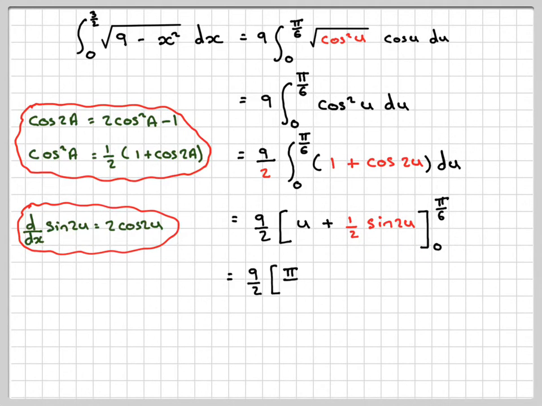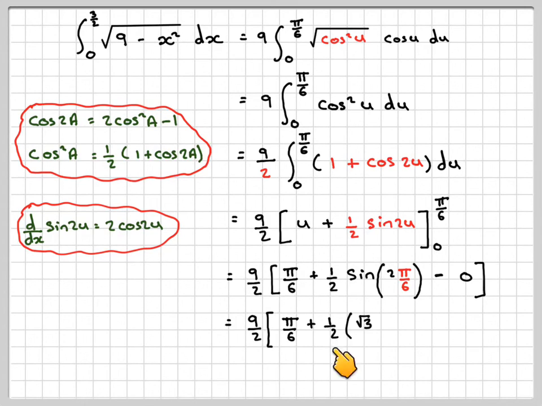So we've got 9 over 2, pi over 6, plus a half of sine of 2 pi by 6, so that's pi by 3. So it gives minus 0. Now be careful when you put 0 into an integral here. Don't always assume that it will be equal to 0. So that will be 9 over 2, pi by 6, plus a half times root 3 over 2. Now there's a common factor of 2, so we'll now have 9 over 4, pi by 3, plus root 3 over 2.